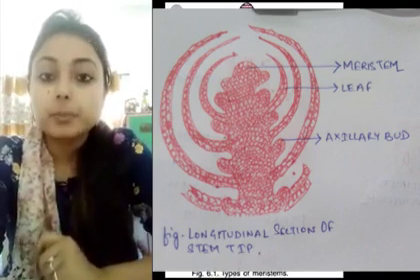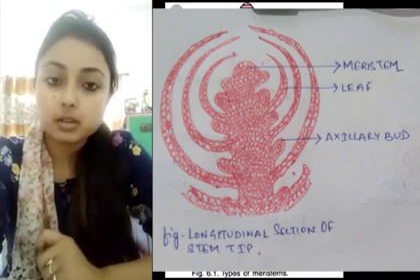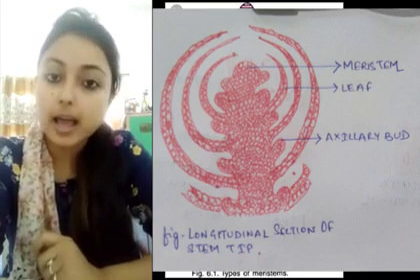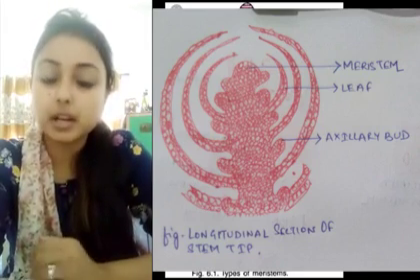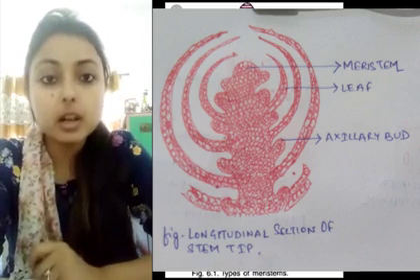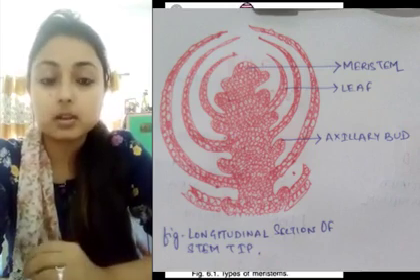Now see, meristematic tissues can be classified into two categories, namely apical or terminal and cambium. I repeat, meristematic tissues can be classified into two categories, apical or terminal and cambium. See, here we will be more precise about their location.